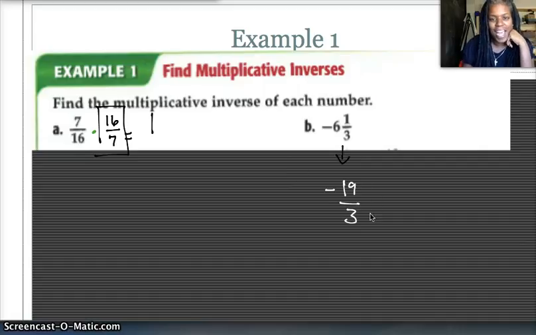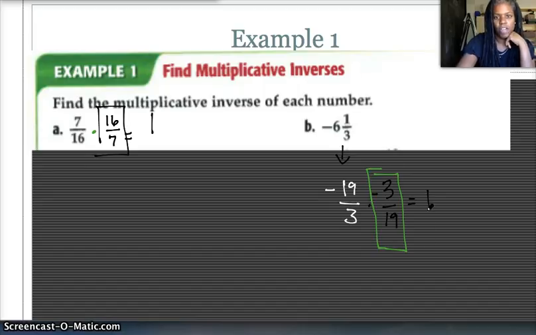All right, so now that we have this number as an improper fraction, we need to write its multiplicative inverse. Its multiplicative inverse would be the reciprocal, so 3 over 19, but it has to be negative 3 over 19 because remember, we want our answer to be 1. So our answer here is negative 3/19. Make sense? All right, I hope so.